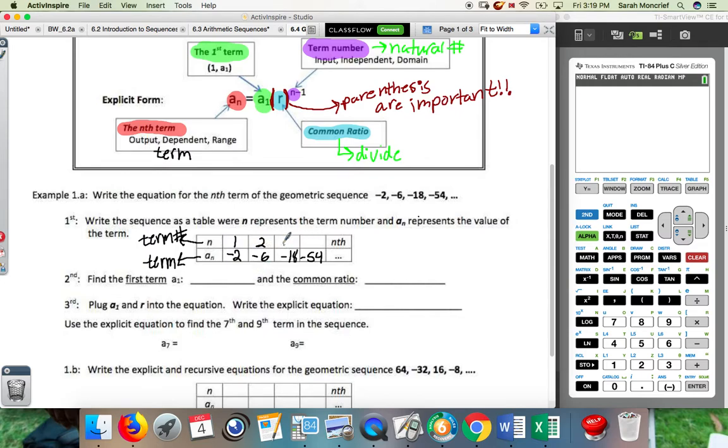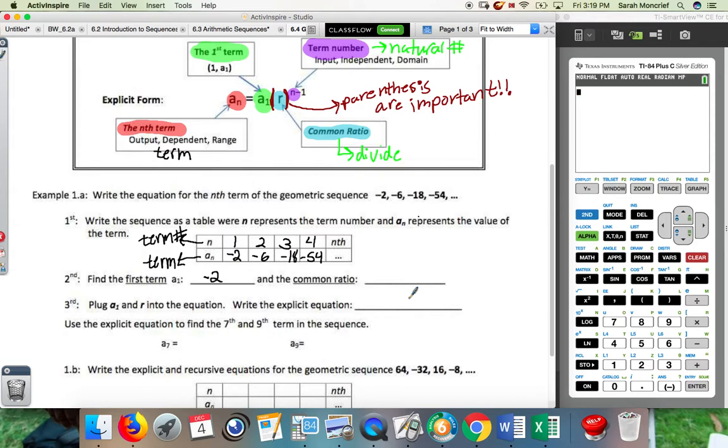-6. And then -18 is my third. And -54 is my fourth. So now we want to find my first term. How hard is it going to be? It's literally just right here. So what's my first term? -2. Now I need to find my common ratio.